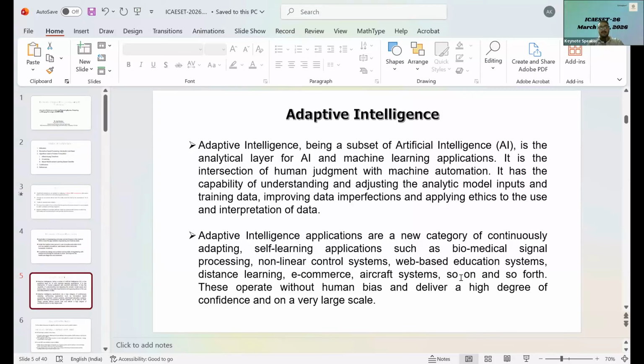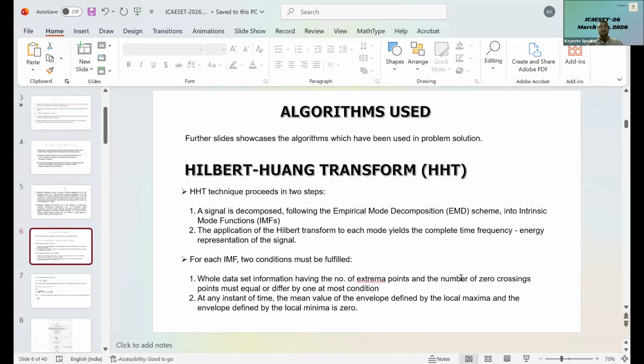As I discussed in the beginning, I am using the reinforcement learning technique, which is a self-learning adaptive intelligent technique for forearm movement classification. For this application, I will use these techniques. First I will describe a few algorithms that we have used for our work. The first technique is the Hilbert-Huang transform.